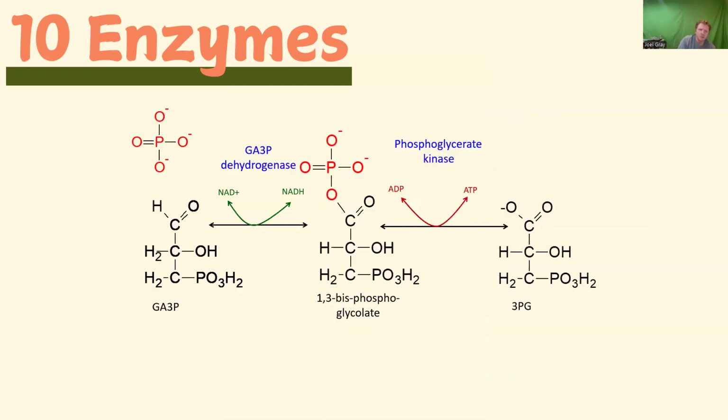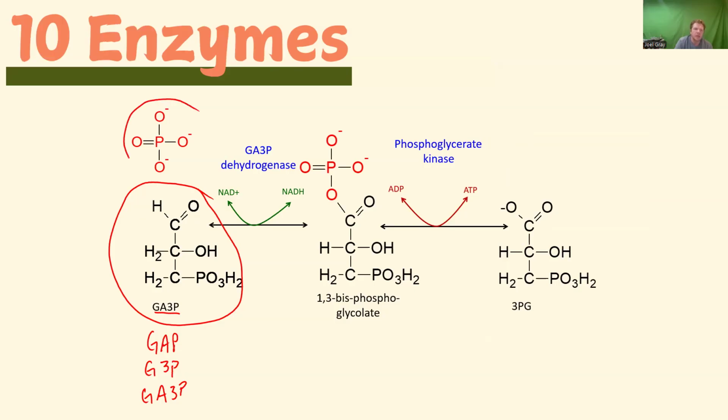Okay, so as soon as we've got our two molecules of glyceraldehyde 3-phosphate, which you might see written as GAP, G3P, GA3P. Those are all interchangeable. What are we going to do? We are going to take an inorganic phosphate molecule, a Pi, and add it to our glyceraldehyde 3-phosphate molecule. How are we going to do that? Well, we're going to use NAD+.